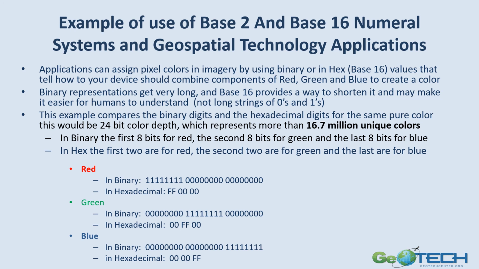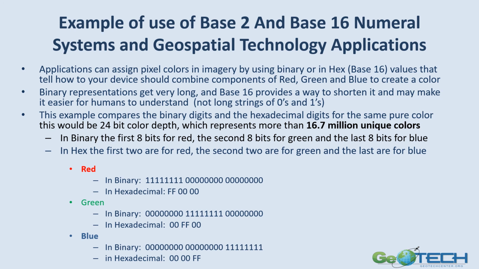Binary representations, as we've shown, are usually a pretty long series of zeros and ones. Base 16 just makes it a bit easier to remember and use those same values. So I'm going to compare a couple of things about the difference between binary and hexadecimal for the same pure colors. Just remember that these systems give us 16.7 million unique colors.